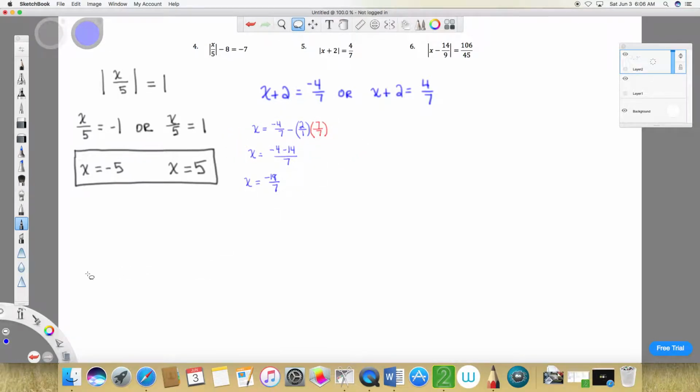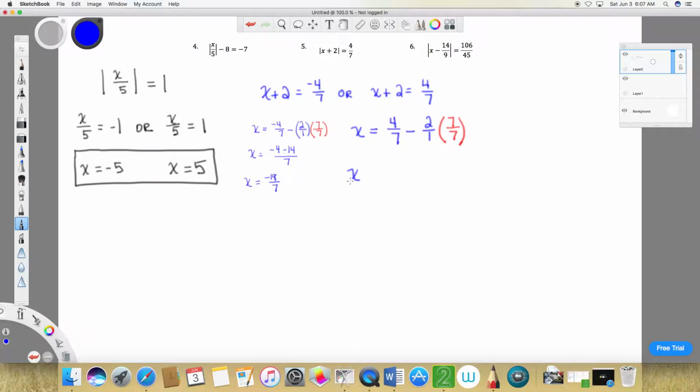Let's come over here and work on the other side. Again, to get x by itself, we subtract 2 from each side. So we have 4 over 7 minus 2. But we need to have 2 written with the same denominator as 4 over 7. So we need a common denominator of 7. So we multiply this by the number 1, but we write 1 as 7 over 7.